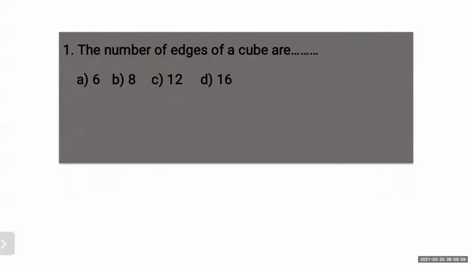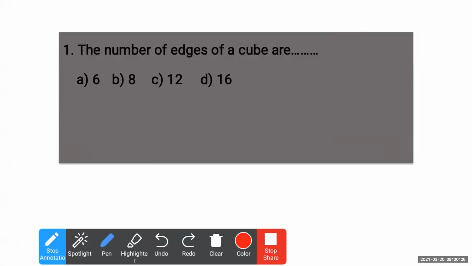Now, first question: the number of edges of a cube are. Here it is asked, students, about edges, not the faces. In a cube there are 6 faces, but if you look at the edges, they are nothing but the corners. So the number of edges of a cube will be how much? It will be 12. Okay, 12 is the correct answer.